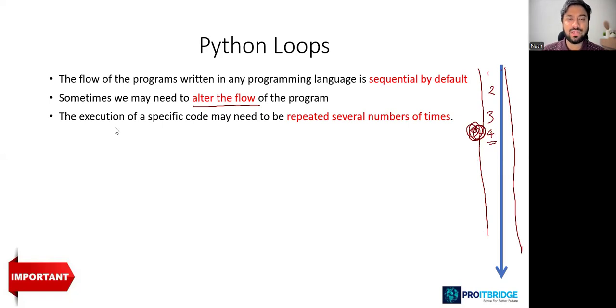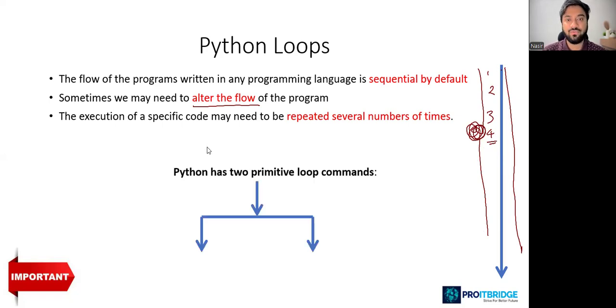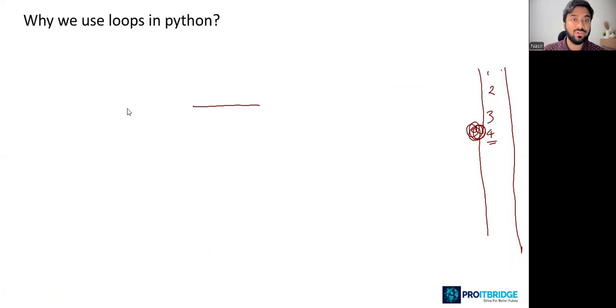Now, what are the different types of loops we have? We have two types of primitive loops: one is the for loop and the other is the while loop. So we have the for loop and the while loop. First, let's have a look at why we use a loop.